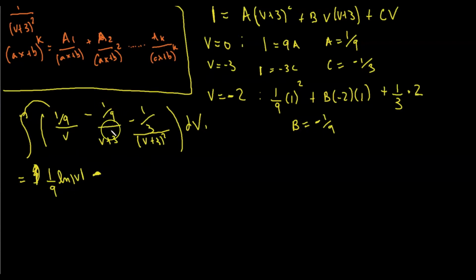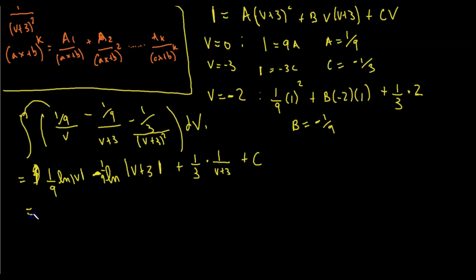And this one here, you would get basically ln of v plus 3 to the 1 over 9, same thing as the first way we derived it. And the last one would be 1 over 3 times 1 over v plus 3, plus C. I've shown in previous videos how to integrate something over (v plus 3) squared. And don't forget the constant of integration.